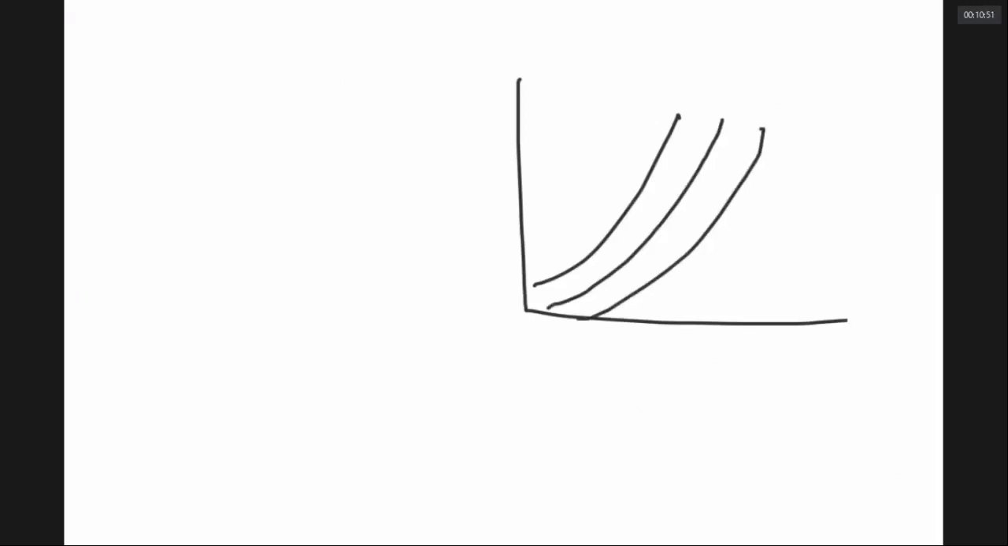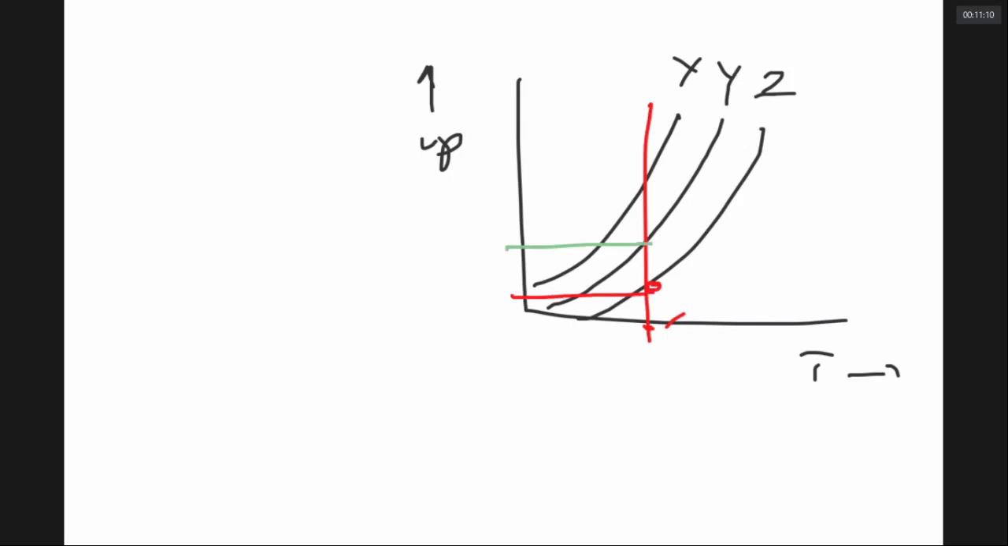Let us draw the diagram once again on the next page. Curves 1, 2, 3 are X, Y, Z, with temperature and vapor pressure on the axes. You take any temperature here. At this temperature, this liquid has this much vapor pressure, this liquid has this much, and this liquid has this much. Now, at a given temperature, which liquid has the highest vapor pressure, sir? X.